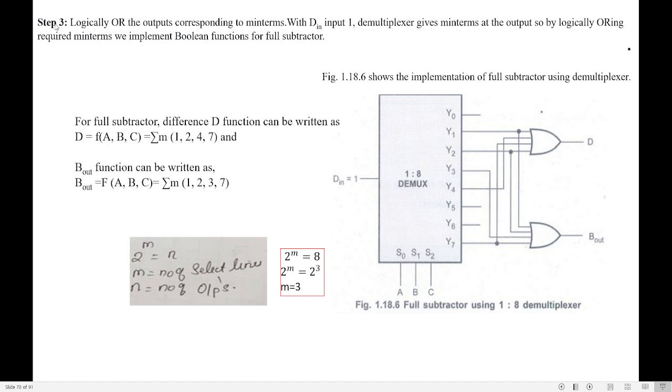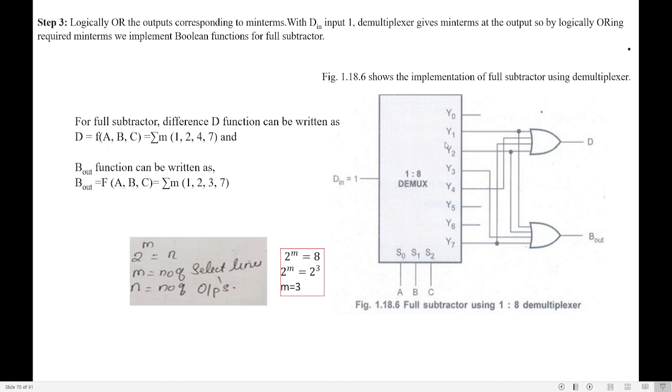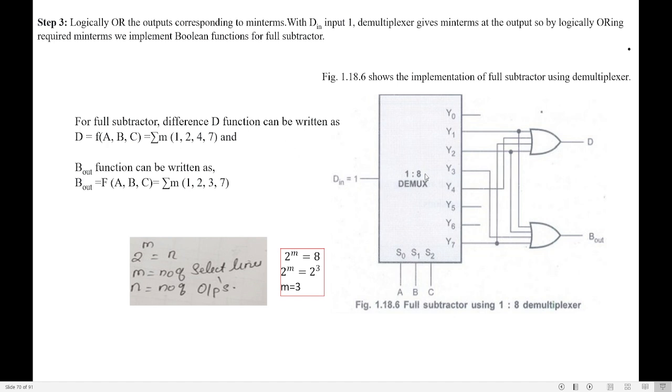The third step is to design the whole functionality of the full subtractor using a demultiplexer. So now I need to decide what type of demultiplexer I need to use: 1 by 4 or 1 by 8 or 1 by 16. This depends upon the number of inputs. Now how many inputs do we have in a full subtractor? It has 3 inputs, A, B and C. So I need to use a demultiplexer which has 3 selection lines.